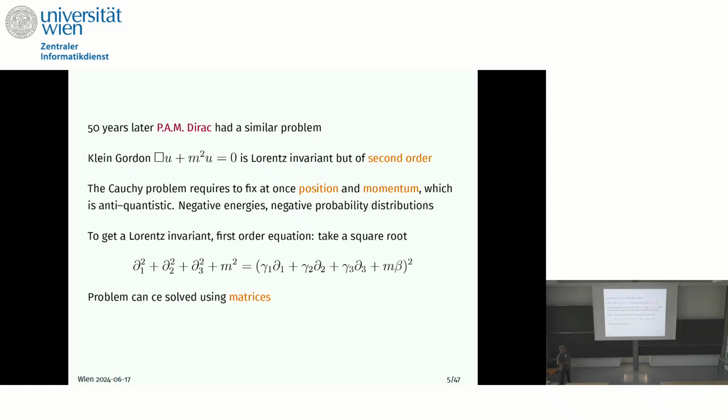So he wanted to extract the square root. He wanted a first order system of equations, a first order equation, which was relativistically invariant. And this is, of course, exactly the same problem. But now, you could take a pseudo-differential square root, right? But this is non-local. If you want to do it with equations, you go into matrices, and that's a nice solution. You get something which is not commutative, but you solve the problem.